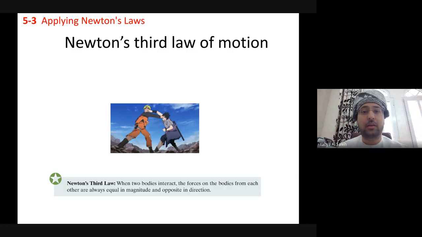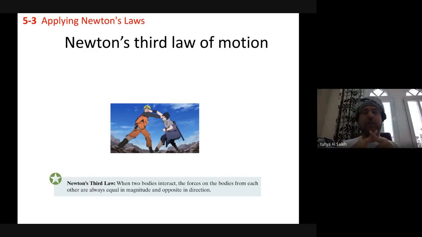Now, there are three main things here. There is a condition. One, I'm only gonna hit him if he hits me. So it is conditional on a two-body interaction. There needs to be two bodies interacting for Newton's third law to take part. That's the first one.